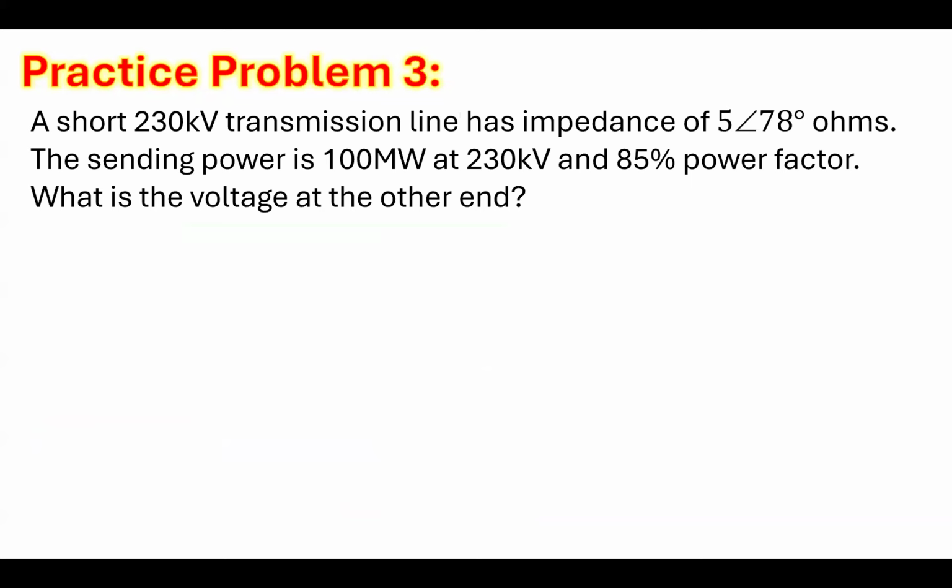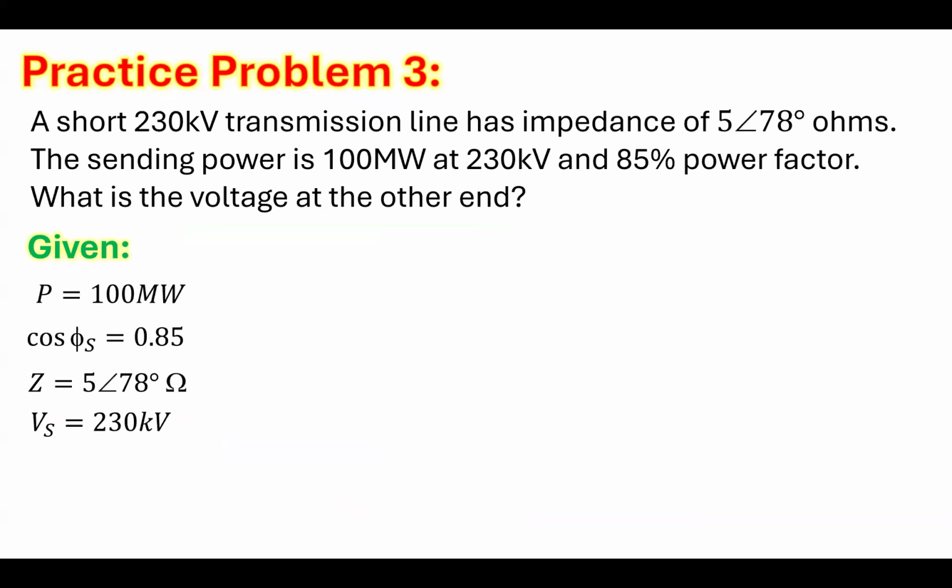For practice problem number 3, a short 230 kilovolts transmission line has impedance of 5 angle 78 degrees ohms. The sending power is 100 megawatts at 230 kilovolts and 85% power factor. So what is the voltage at the other end?